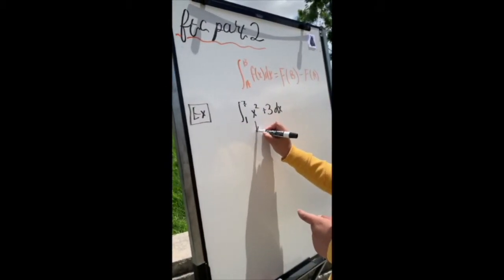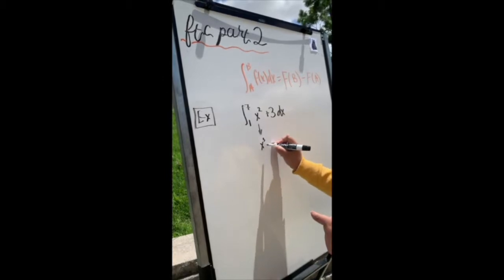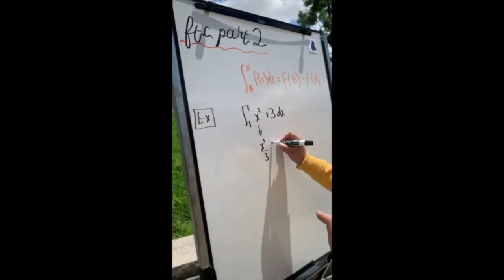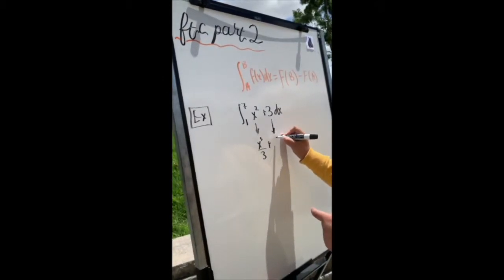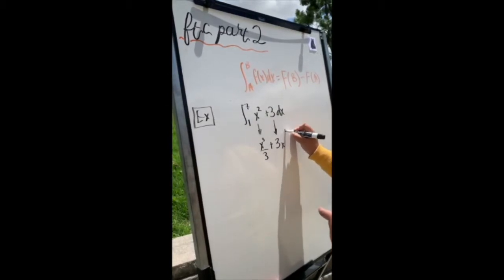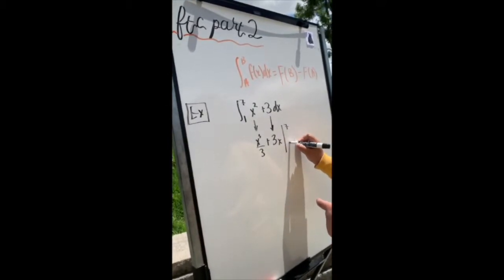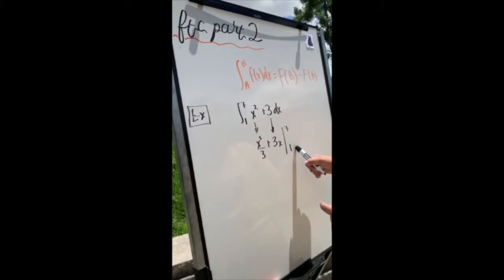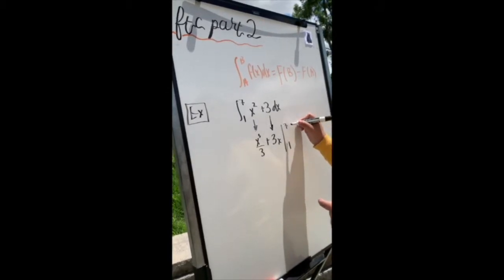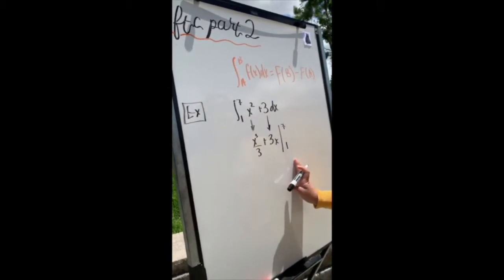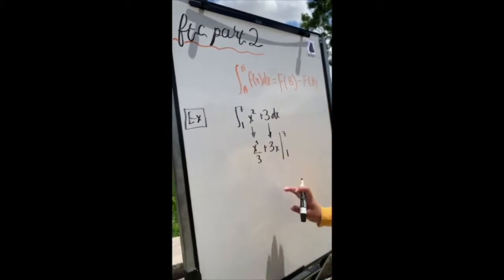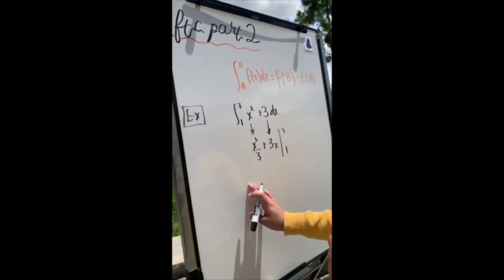So first we need to integrate, which this will be converted into x cubed over 3. And this will be converted into 3x. So here are our values. This is our a value and this is our b value. So now we need to apply this formula.